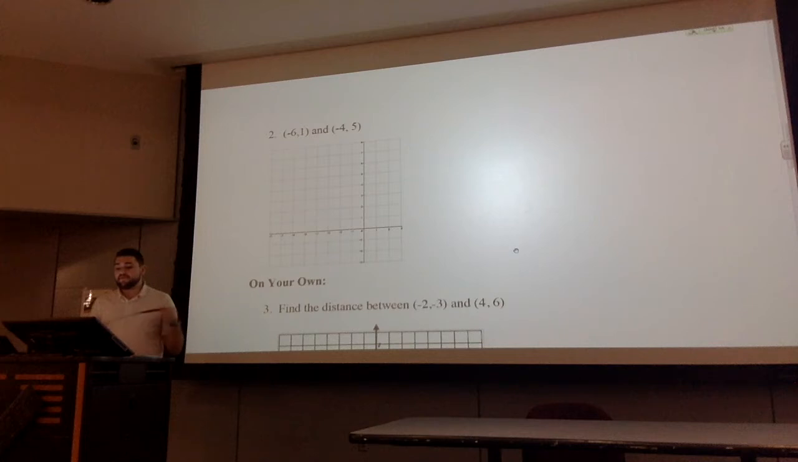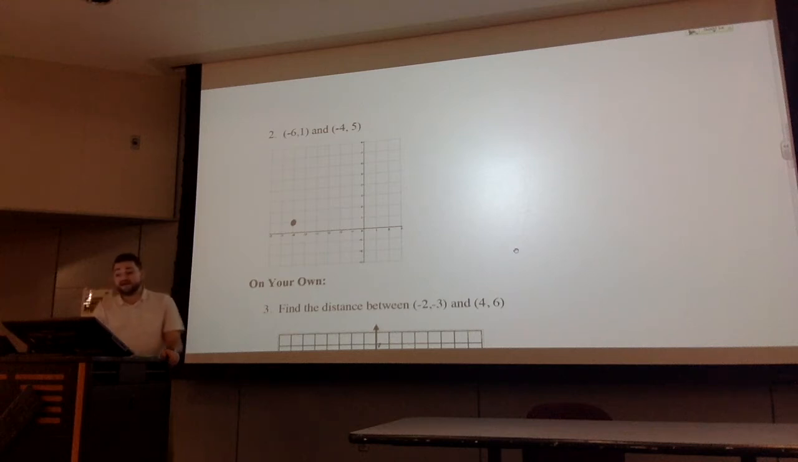So first, let's plot the point (-6, 1). Remember that the first number in any coordinates is going to be your x value. So let's count over negative 6, and then we're going to go up positive 1. So that's this point right here. And then we're going to put our second point of (-4, 5).